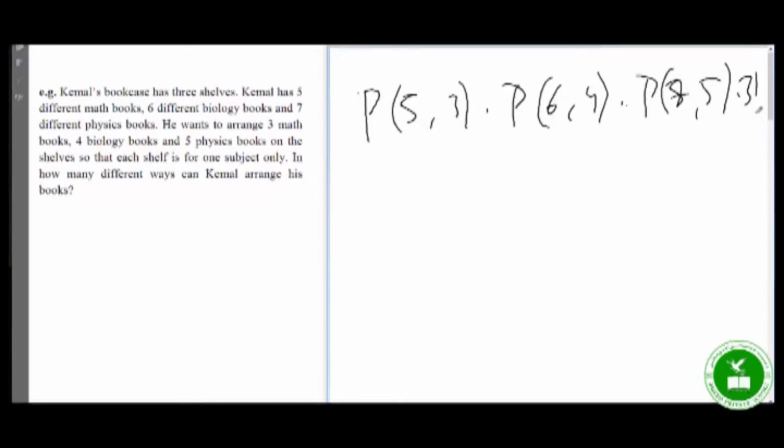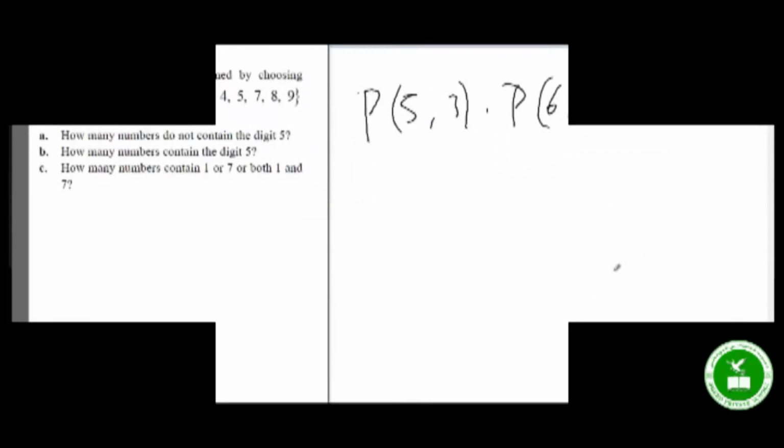If you calculate them and multiply them, you can find the total number of ways that Kamal can arrange his books.